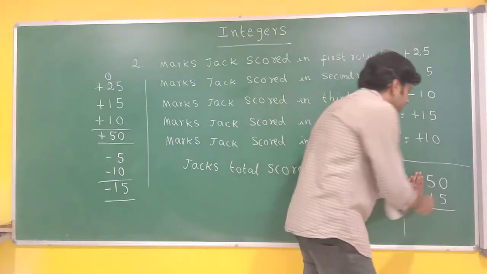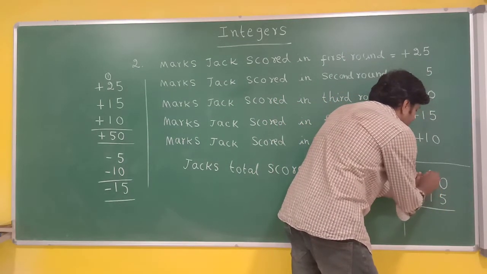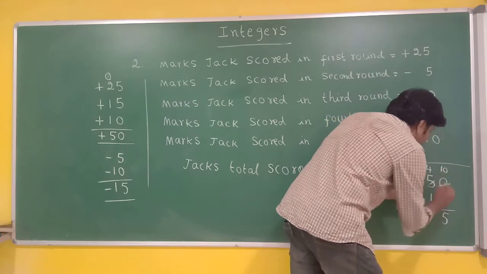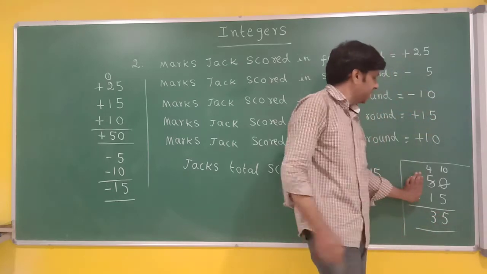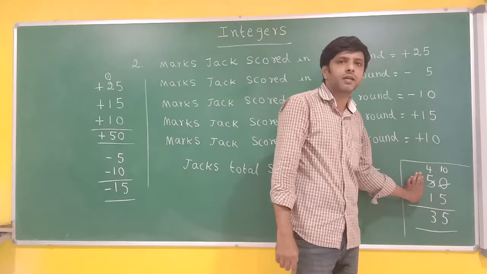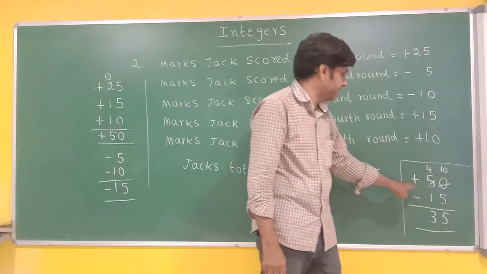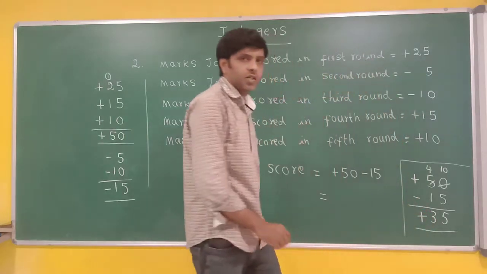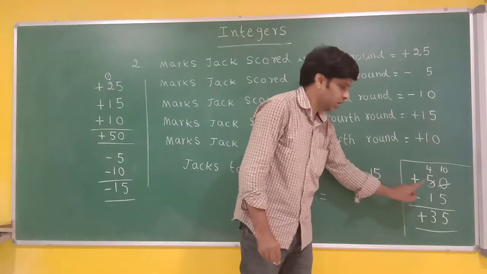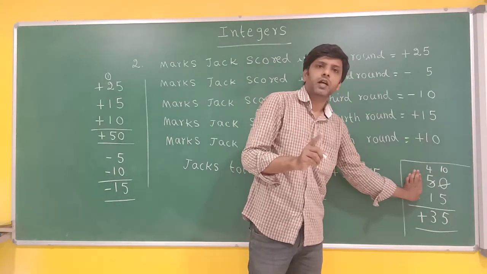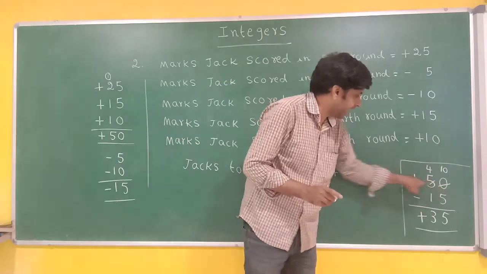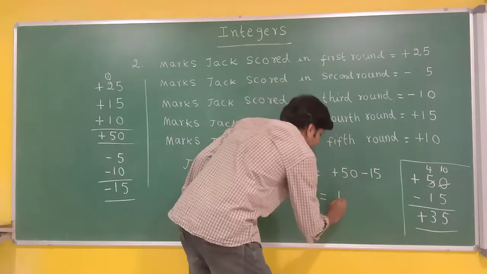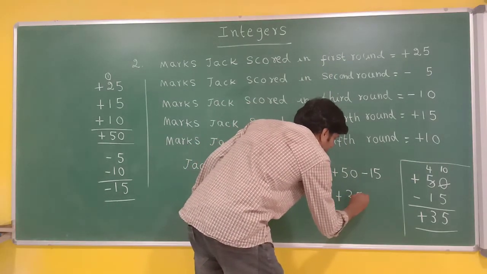you should not look at the signs. Simply do subtraction. 0 minus 5, we have to borrow. 5 becomes 4, 0 becomes 10. 10 minus 5 is 5, 4 minus 1 is 3. Now, which is the bigger number, 50 or 15? 50 is the bigger number. What sign does 50 have? Plus sign. So the answer will also be plus. If the signs are opposite, ignore the signs, do subtraction, and the answer takes the sign of the bigger number. So what is Jack's final score? Jack's final score is plus 35.